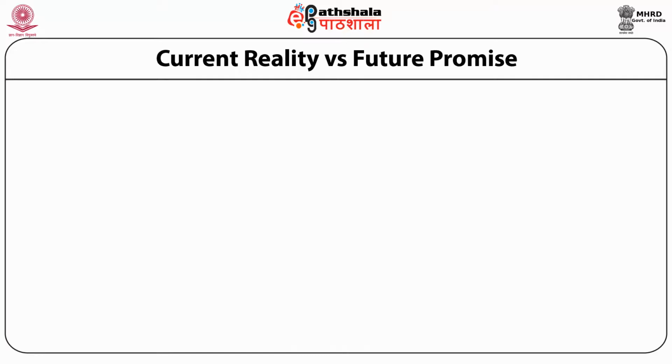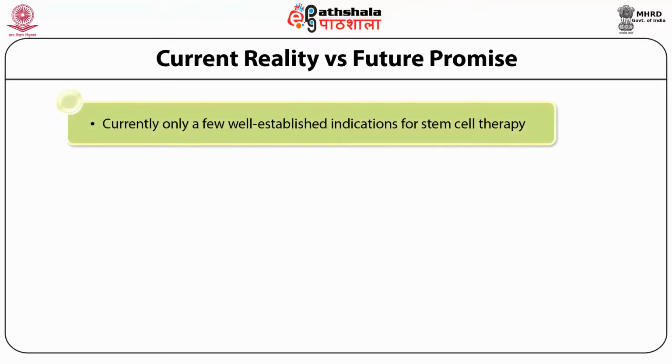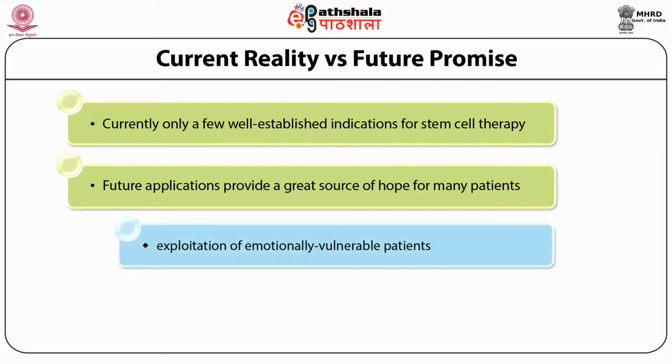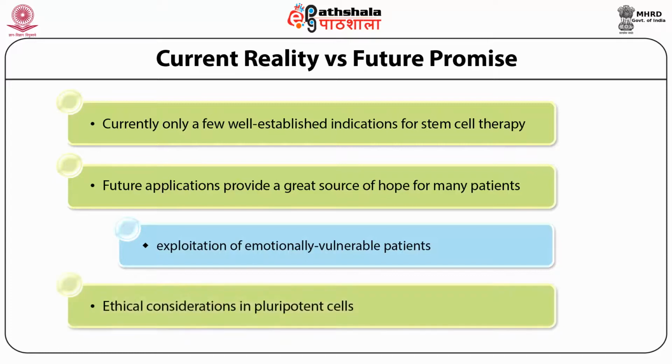So if you look at the reality, what is being investigated and what we think the future will be. When you look at the real scenario, there are currently only a few well-established indications for stem cell therapy, and one of them is bone marrow transplantation. But future application will hopefully provide a great source of hope for many patients. There are also concerns such as exploitation of emotionally vulnerable patients, and ethical considerations in pluripotent cells. So these are the future promises which are expected in future.